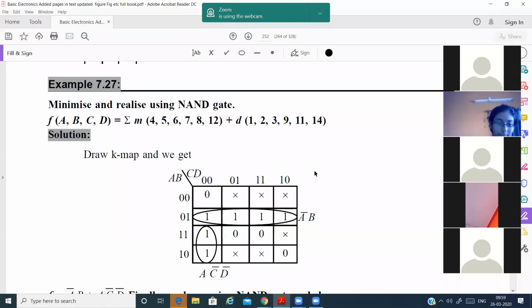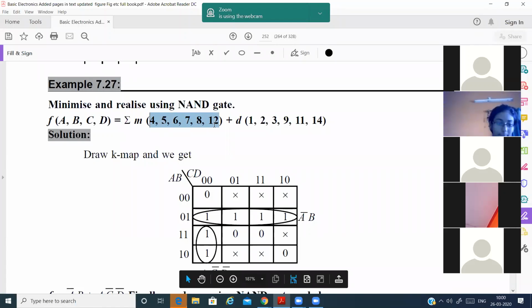So now you are able to plot the box. Write the box: 0, 1, 2, 3. After that, 0, 1, 2, 3, 4, 5, 6, 7, 8, 9, 10, 11, 12, 13, 14, 15. Like this we have. Now, wherever we have M, those values we are going to fill up with 1. Which is the fourth position? 0, 1, 2, 3. This is the fourth position.